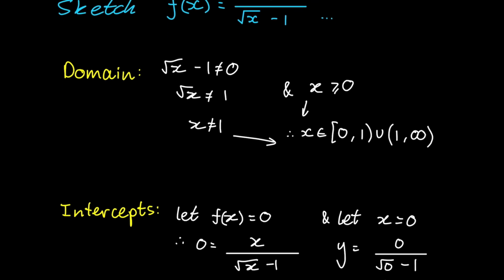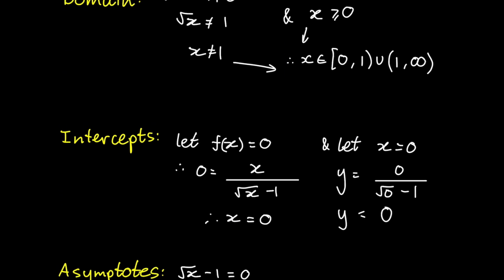All right, now we move on to intercepts. So for our intercepts, we let f of x or y equal 0. And if we do that, we'll find out that our x is equal to 0 because our numerator is equal to 0. Now, just to check that we don't have more than one intercept of the y-axis, because we've found x equal to 0, we let x equal 0 again to see if there is another one. And there isn't actually another one.